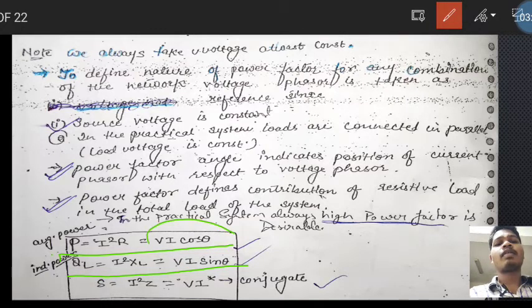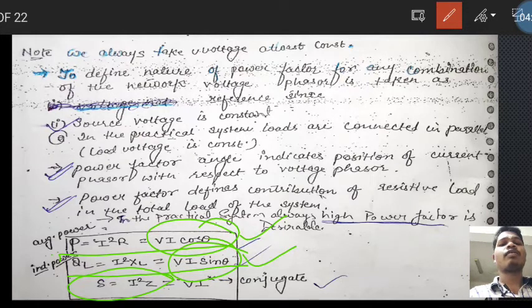Please remember these two formulas: active power is equal to V I cos theta and reactive power is equal to V I sin theta. Active power is in the case of resistance and reactive power is in the case of inductance, and apparent power is the total impedance multiplied with the current square. So S is equal to I square into Z, or V I conjugate.